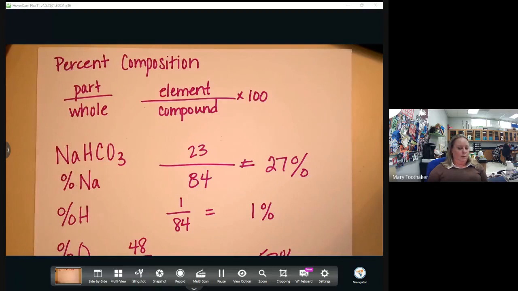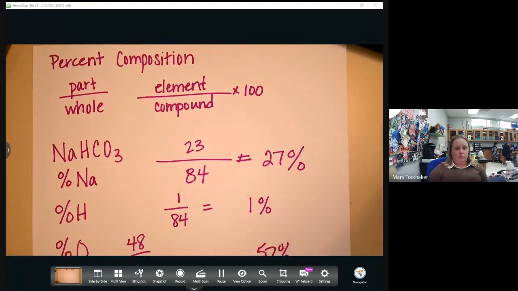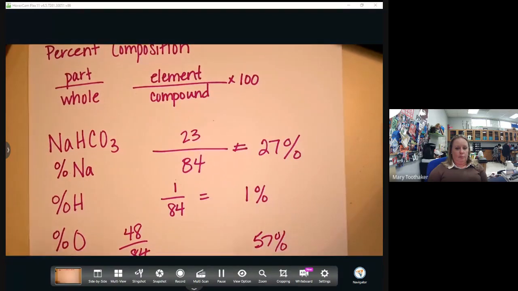Okay. So all you did was add them all together, and that's how you got 84. And then to get the percent, you just divide. Yes.